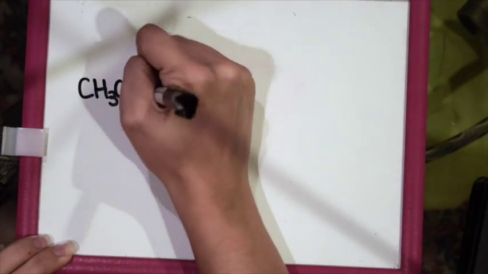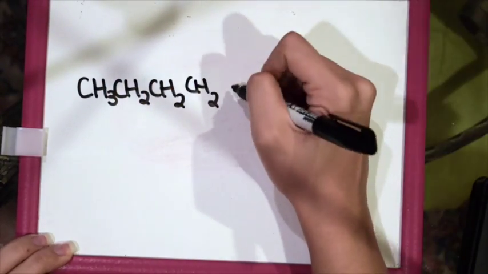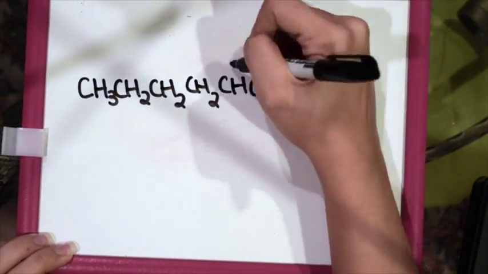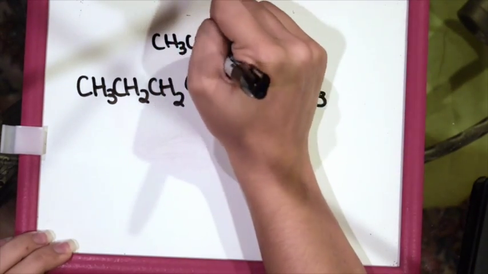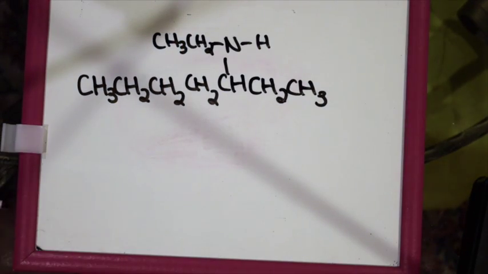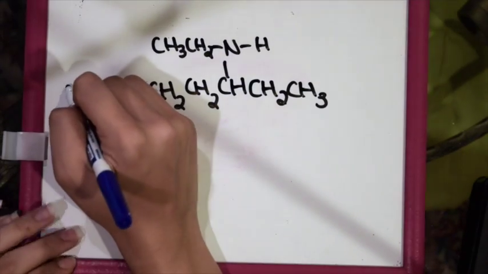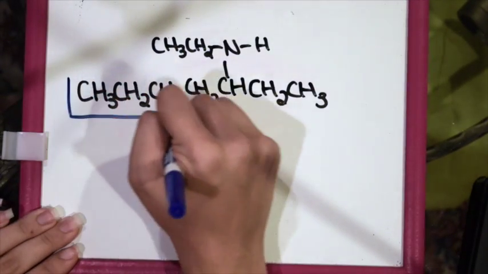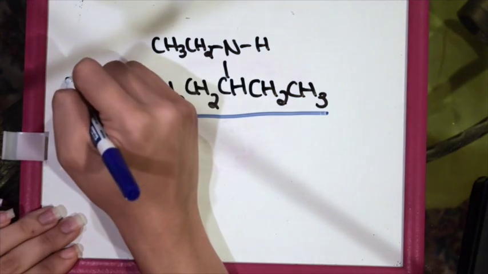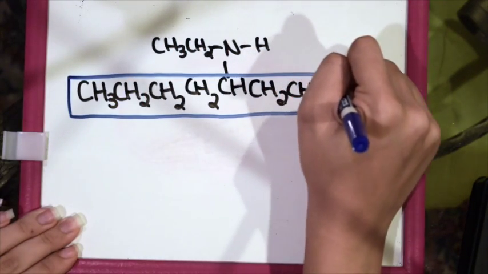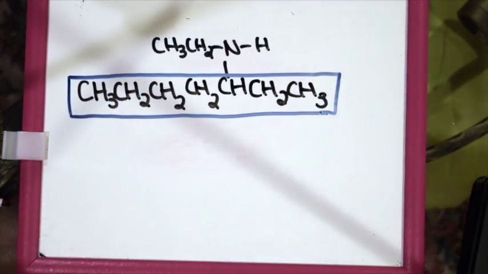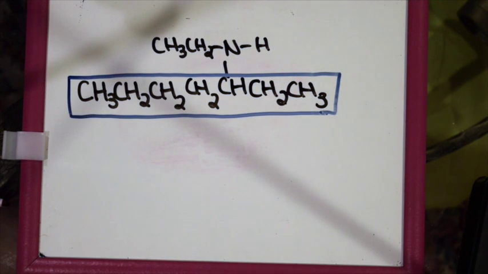Now we are going to take a look at how to name amines. The first step is to find and name the parent chain. The parent chain is the longest continuous chain of carbon atoms that contains the point of attachment to the nitrogen. For amines with more than two carbons, the position of the attachment to the nitrogen must be indicated by adding a number before the parent chain.